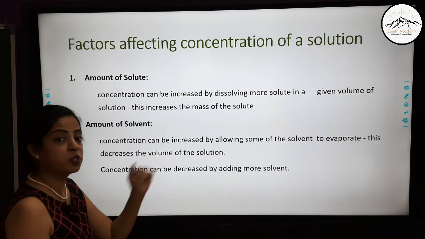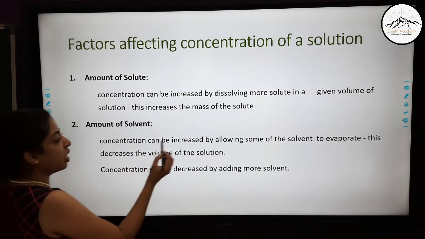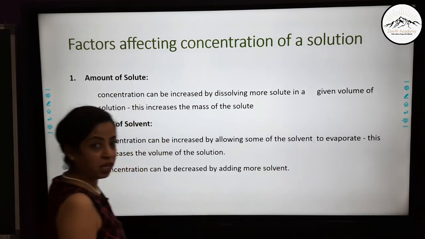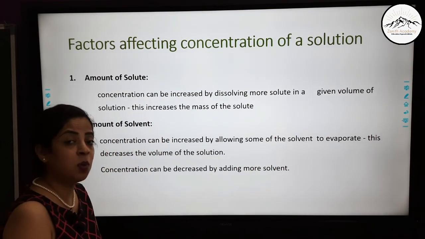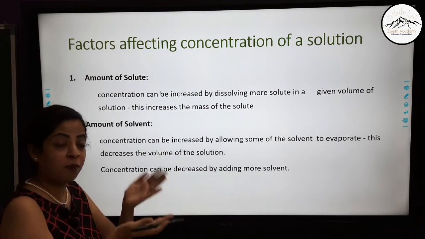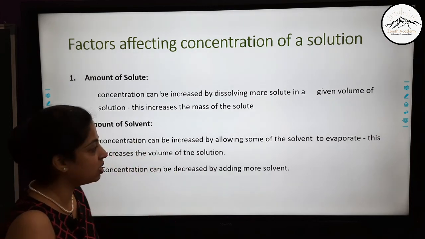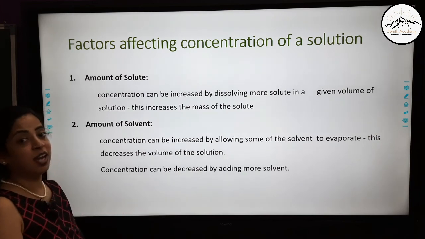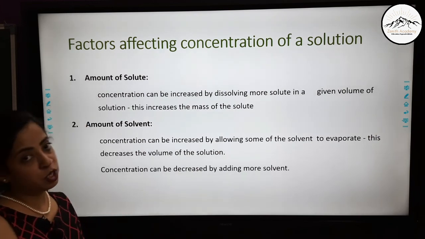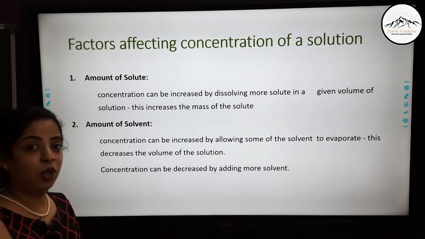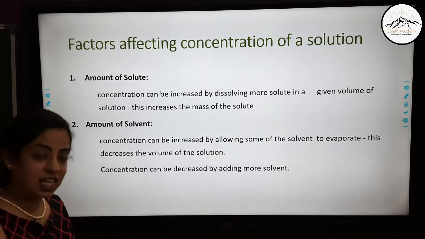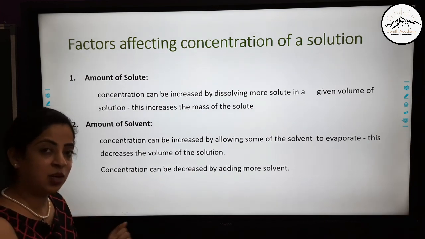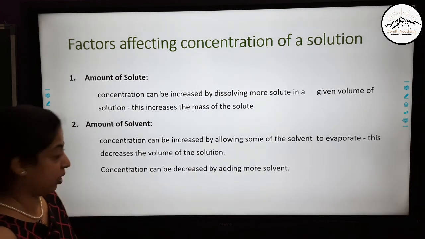Next is amount of solvent. Concentration can be increased by allowing some of the solvent to evaporate. If we allow some of the solvent to evaporate, the amount of solvent will become less. This decreases the volume of the solution, and I told you that concentration is inversely proportional to the volume of solution. So if volume of solution becomes less, concentration becomes more. So we can increase the concentration by allowing the solvent to evaporate.